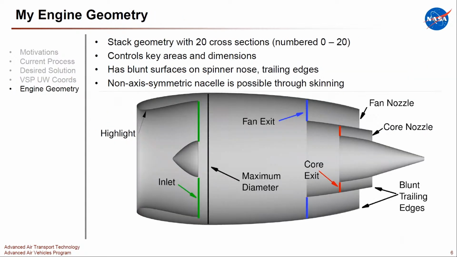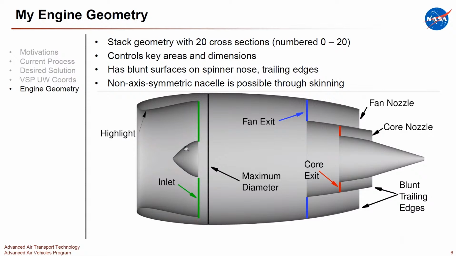And so the last chart that I have before I jump into a demo is what my geometry looked like. This is exported from Tecplot, so it's a little bit cleaner and highlighted. But I had 20 cross sections. That's 21, but it's numbered from 0 to 20. You can control the key areas and dimensions, right? So the inlet area, the exhaust areas, the maximum diameter of the nacelle, the highlight diameter and where all those are located. And for my example, I just used an axisymmetric nacelle for convenience, but certainly if you wanted a non-axisymmetric nacelle, either because you want a droop or something like that, you can do that through skinning.